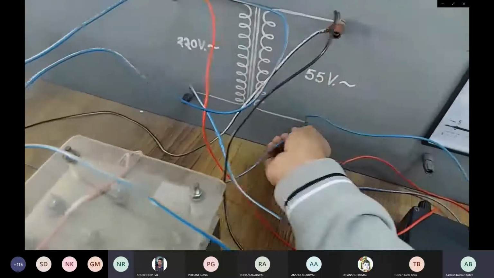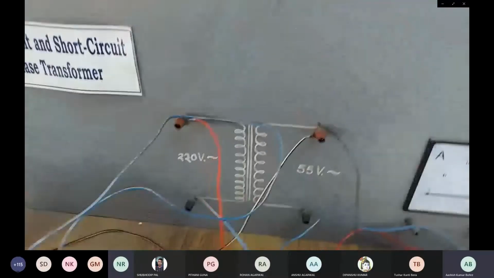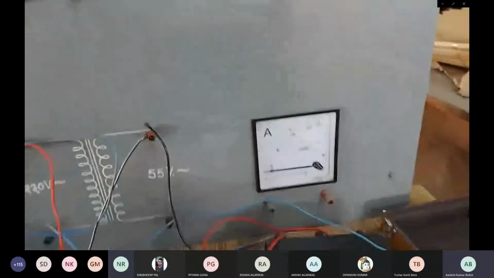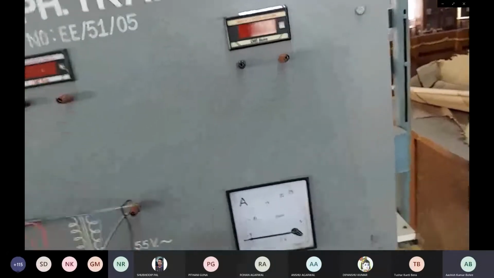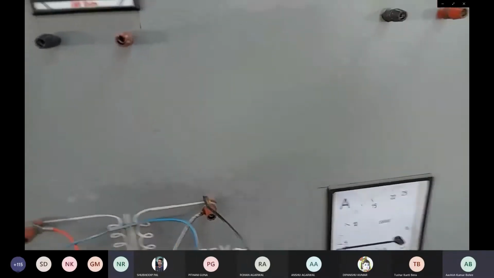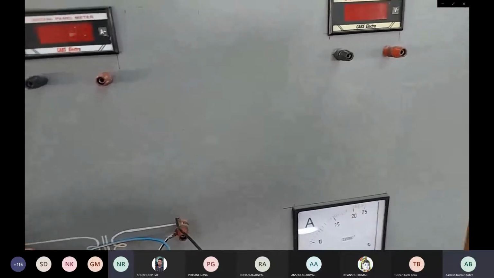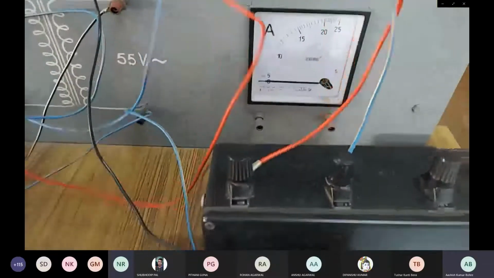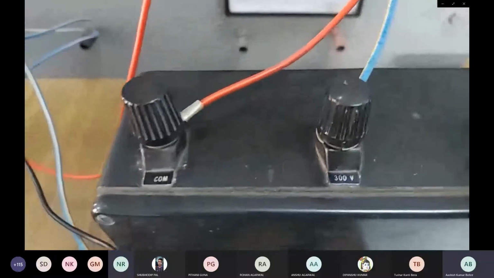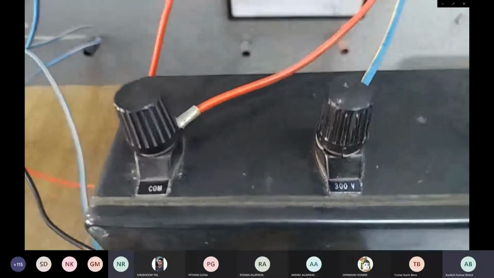This connection was not connected earlier, that's why I am doing it here. This is basically measuring the input voltage on the primary or low voltage side, and this is already connected. As you can see, this is connected to the high voltage side, the 220 volt side, to measure the open circuit voltage. Here it is connected, and at which range do we connect? We have to connect the 0 to 300, meaning common and 300.